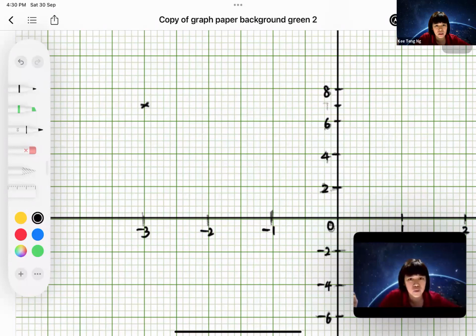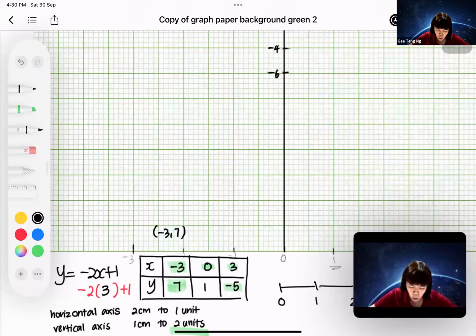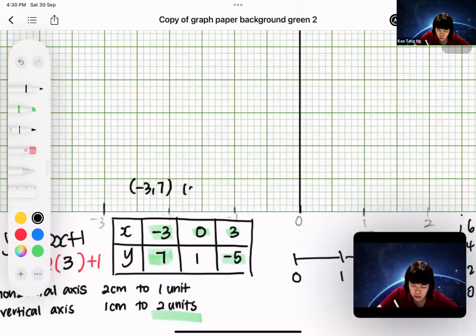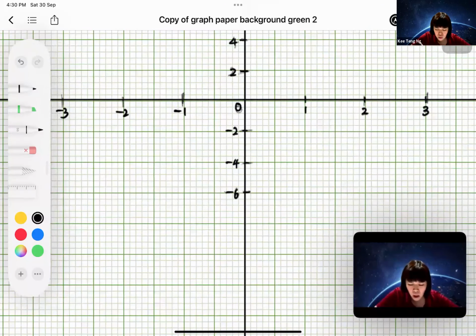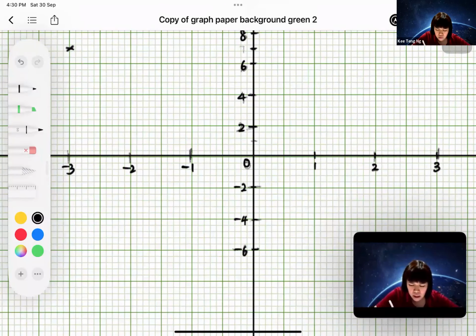Okay, I use pencil, mark a cross. Next one, what is the next point? This one will be 0, 1. X first, then Y. So this is 0, 1. So block 0, but go up 1 level. So it's down here. Okay, the height is one level.